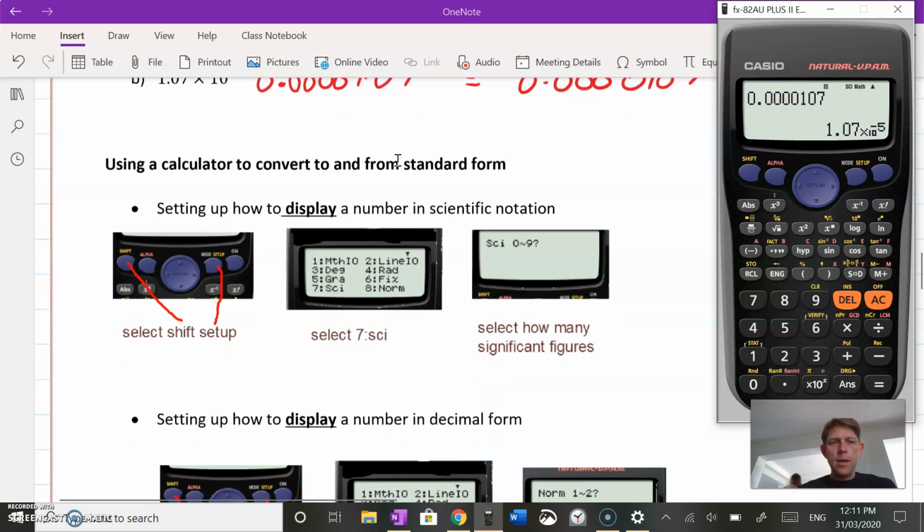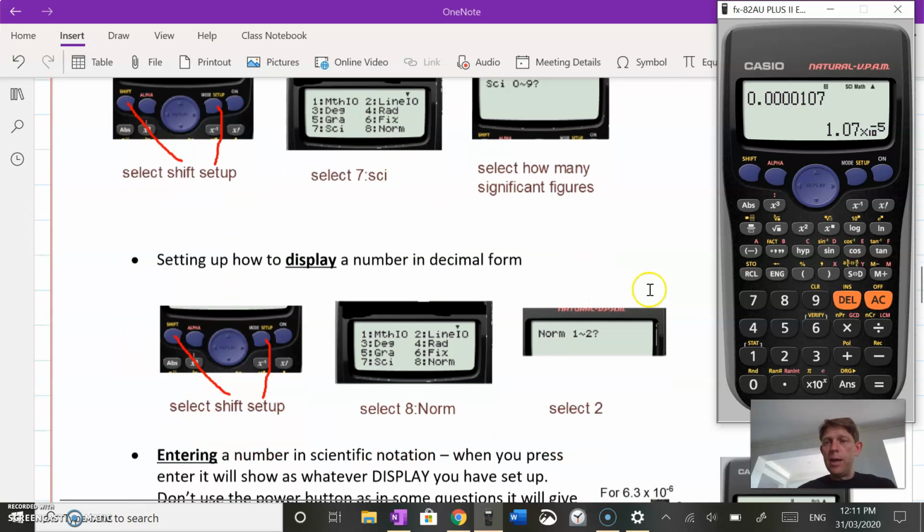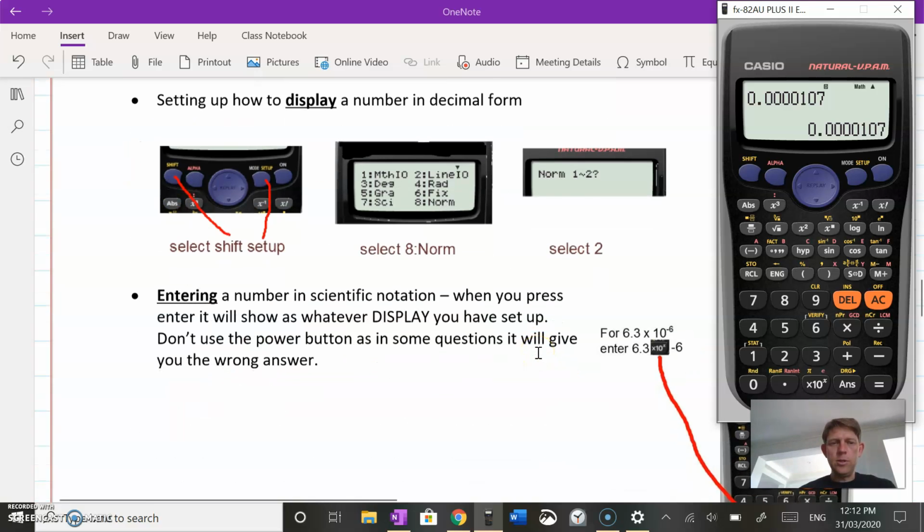Okay, and then if we want to display it back in decimal form, then I just need to go Shift, Setup, and go back to normal. So you've got scientific notation or normal, and just choose the number 2 there. And we're back to how we started. So that's how you can use your calculator to switch between the two.